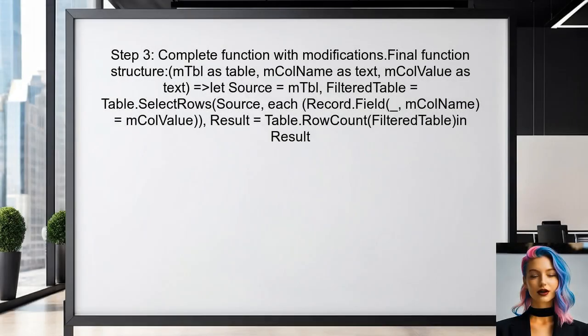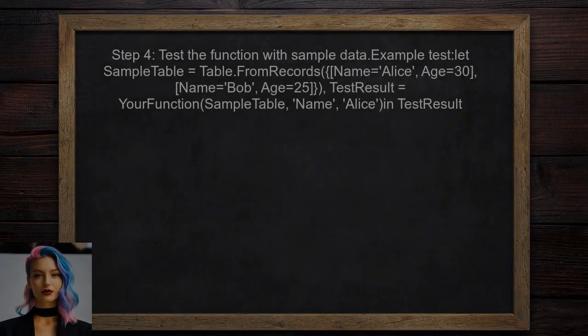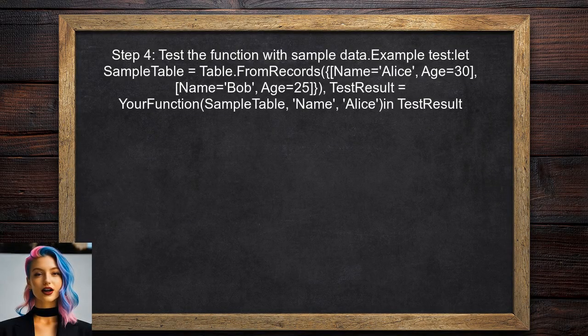Now let's put it all together. The user should ensure the complete function looks like this, incorporating the changes we've discussed. Finally, the user can test the function with a sample table, column name, and value to ensure it works as expected. This will help confirm that the modifications have resolved the error.